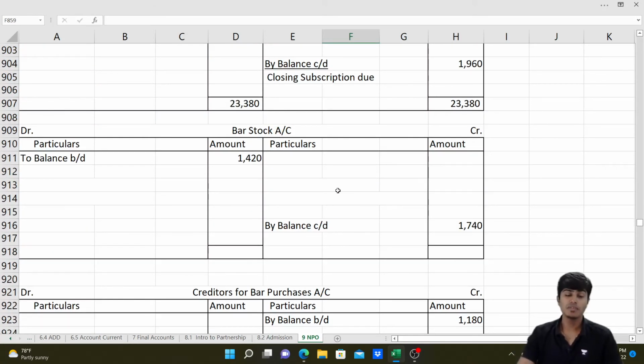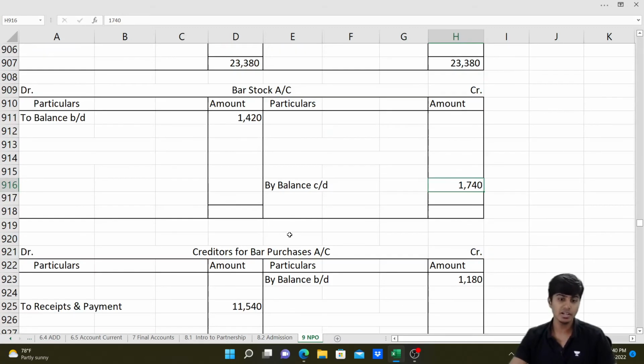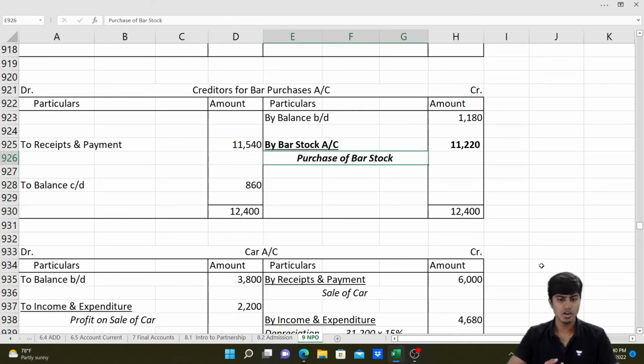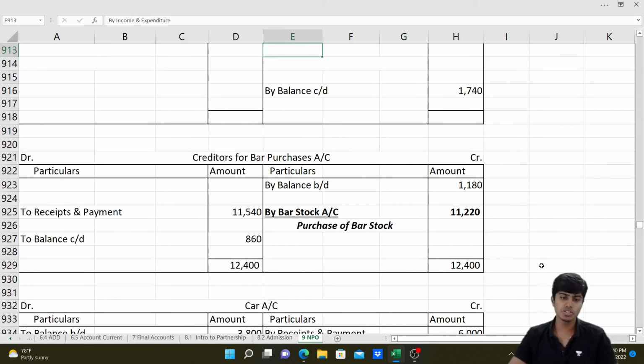Bar stock account. We cannot close bar stock account, opening and closing only we have. If we close creditors for bar purchase account, we'll identify purchase, put that purchase here and then find consumption. So I will not close my bar stock. I would skip this to go ahead and then close my creditors for bar purchase. So here credit side total, debit side total is 12,400. I'll write it on the credit and then find balancing figure as my bar stock purchases. How much is purchase of bar stock? 11,220. So this 11,220 being purchases, I'll now post this to my stock account.